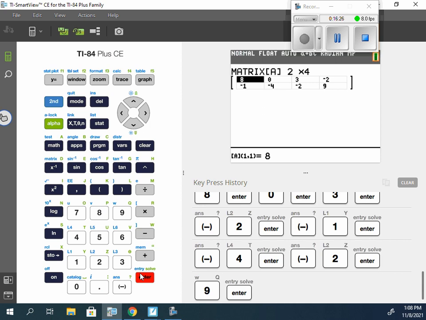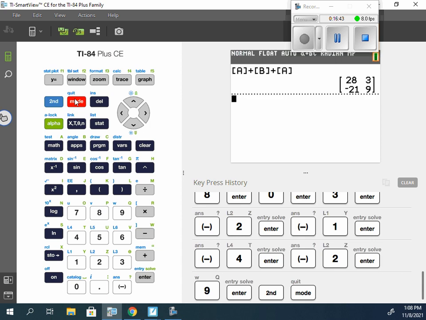If we're not having to input any other matrix in, we can go second, quit, and get back to the home screen. Any questions on putting it in? Are we good there? Everybody got it typed in? So we can go second, quit.